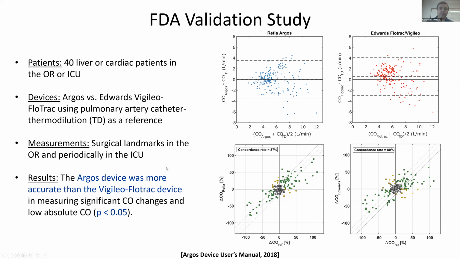Overall, the Argos device was statistically more accurate than the Edwards device in measuring significant cardiac output changes and also low cardiac output values, while showing comparable accuracy otherwise.